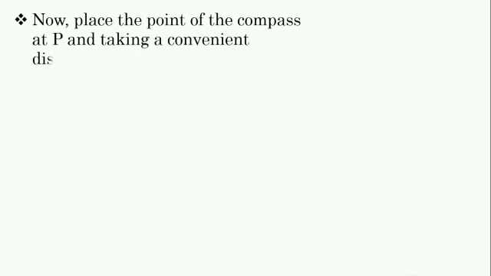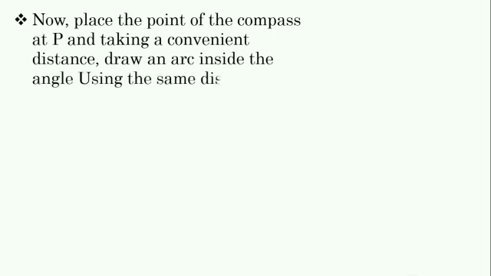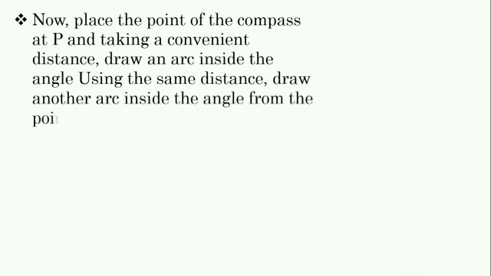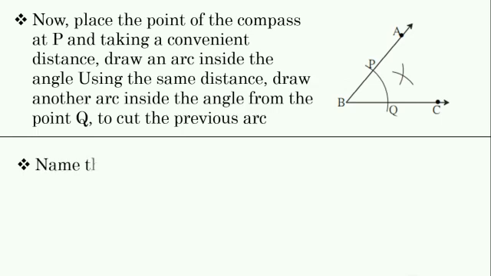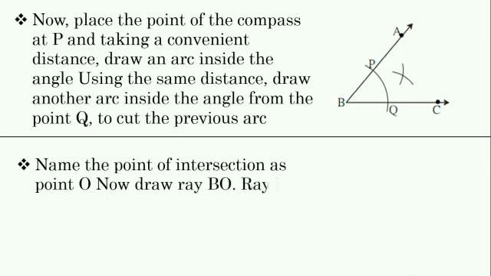Now place the point of the compass at P and taking a convenient distance, draw an arc inside the angle. Using the same distance, draw another arc inside the angle from the point Q to cut the previous arc. Name the point of intersection as point O. Now draw ray BO. Ray BO is the bisector of angle ABC.